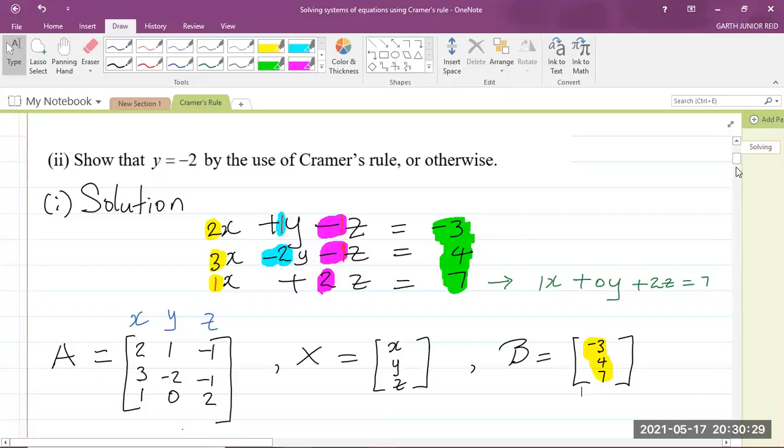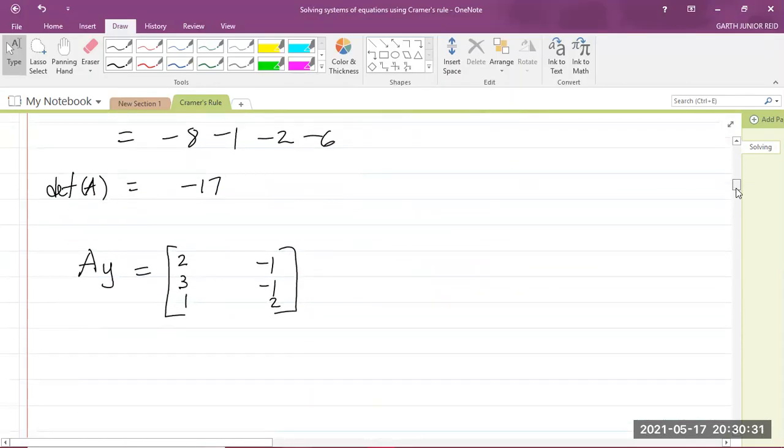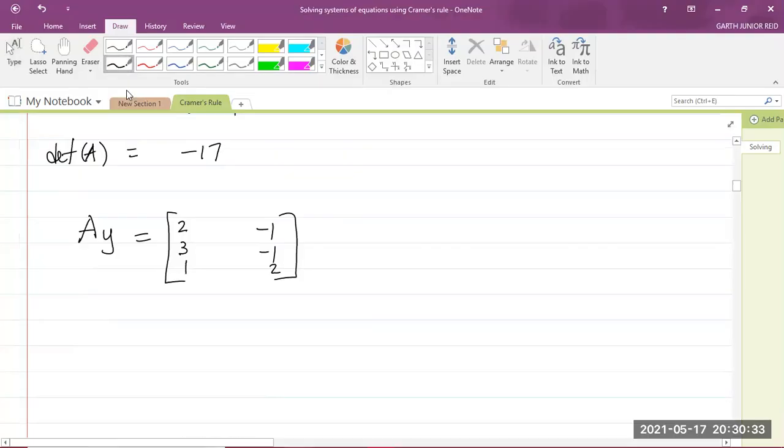So it means that my matrix AY is going to be equal to, in the second column, -3, 4, 7. All right, that is the matrix A, Y. The Y is supposed to be a subscript, by the way. Good. Now that I have the matrix AY, I now need to find the determinant of this matrix as well.